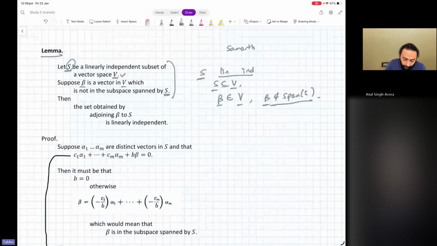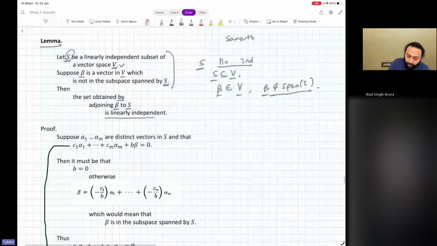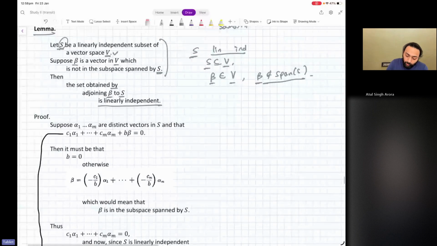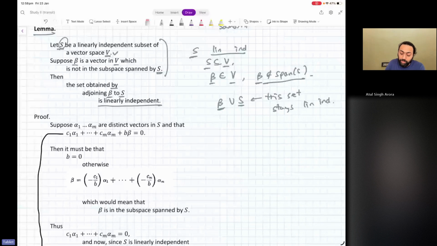Now the statement is that the set obtained by adjoining beta to S is linearly independent. So what this is saying is that if you take beta union S and consider this set, this set stays linearly independent. It's not clear that it should: if you add a new vector to an existing set, it might become linearly dependent. For example, if I have alpha, beta linearly independent, and I add alpha plus beta, now this new set is no longer linearly independent.